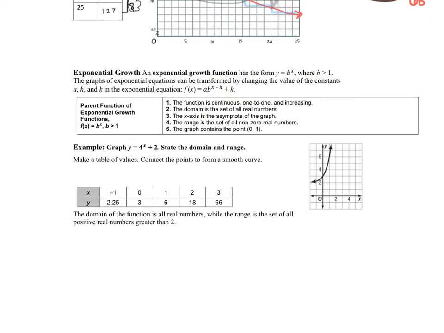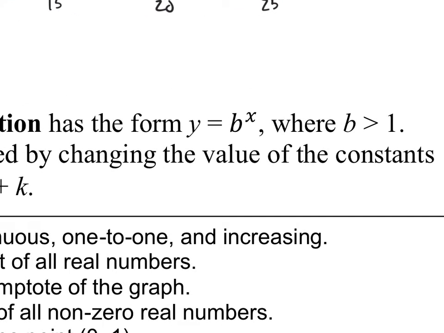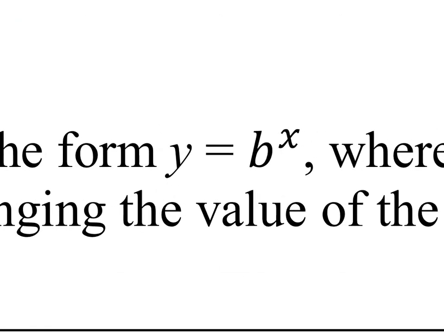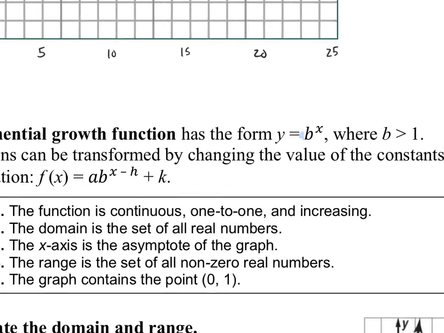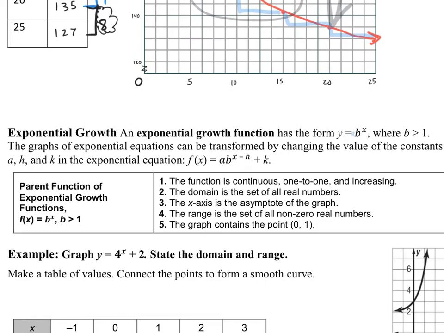We're going to come back to exponential decay, but we're going to go ahead and switch over to exponential growth. An exponential growth function has the form y equals b^x, where b is greater than 1. Now, another thing that you'll also see commonly listed with the letter a. That a is a translation, just like we've been working with.